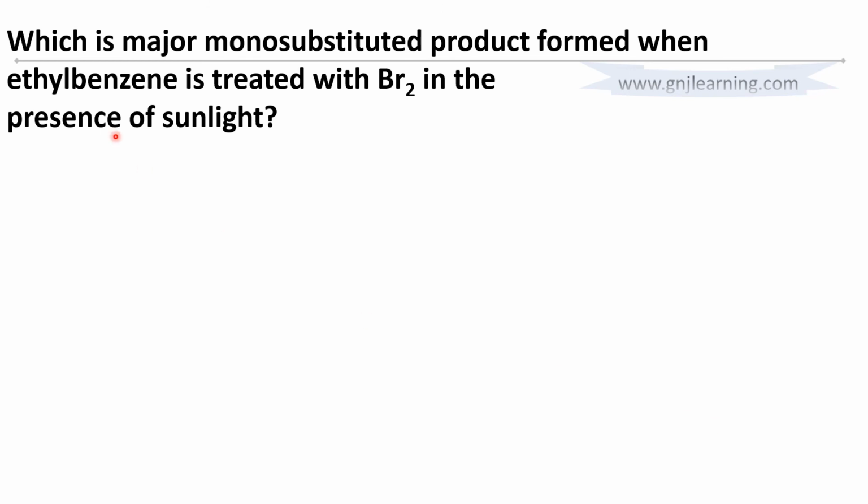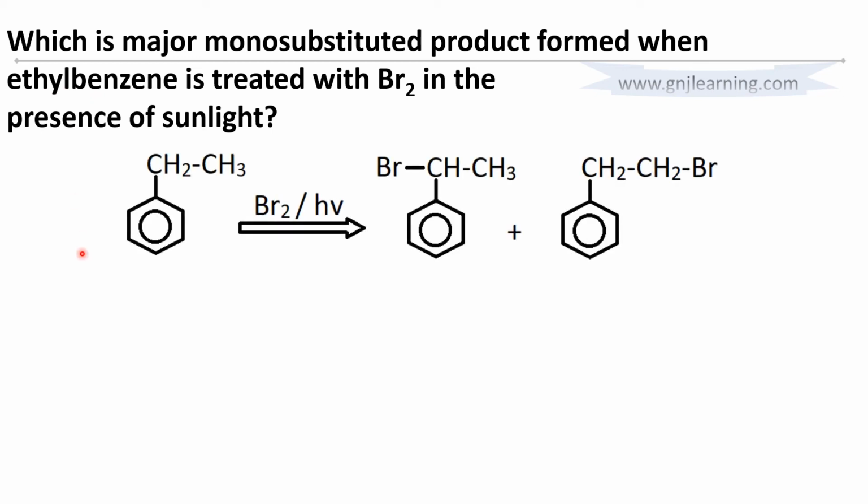Next is, which is the major monosubstituted product formed when ethyl benzene is treated with bromine in the presence of sunlight? So it is ethyl benzene. Let us look into the structure. This is what is called ethyl benzene. On the benzene we have an ethyl group. So it is substituted with bromine in the presence of sunlight. So we have free radical bromination.